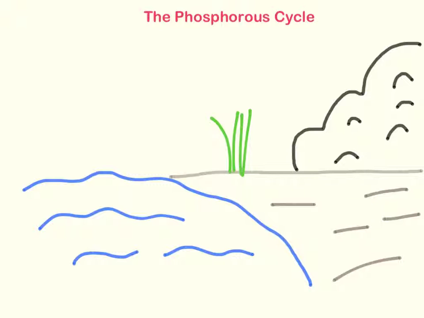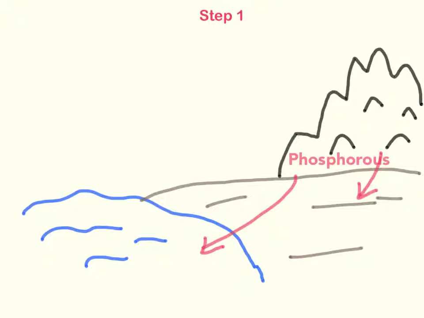The last cycle we'll talk about is the phosphorus cycle. This cycle mostly happens in the hydrosphere and the lithosphere. In the first step of the phosphorus cycle, weathering of uplifted rocks contributes phosphate to the land. Some phosphate makes its way back to the ocean.